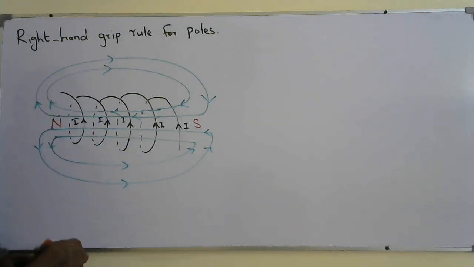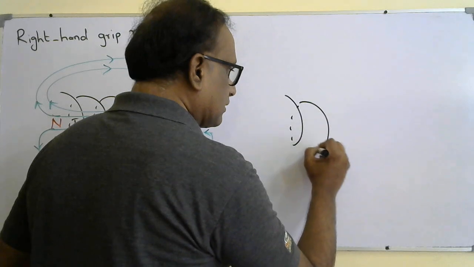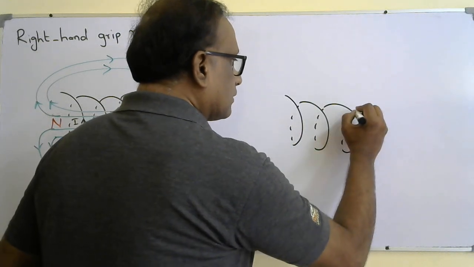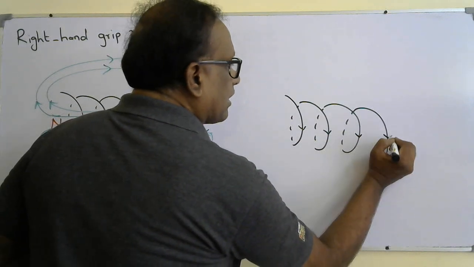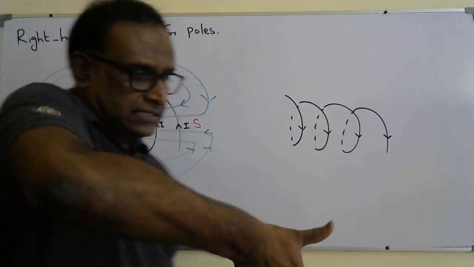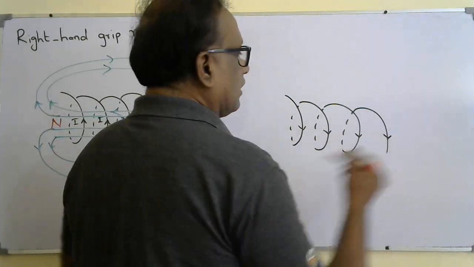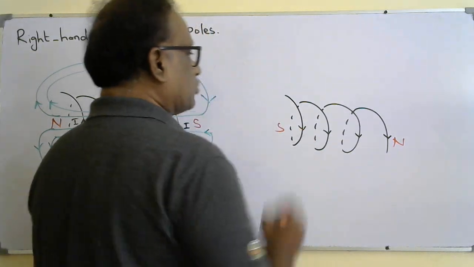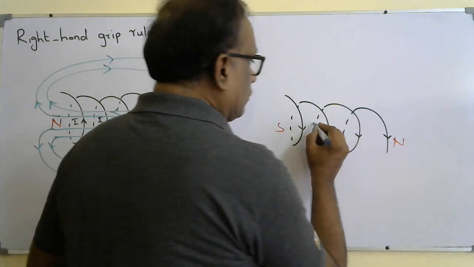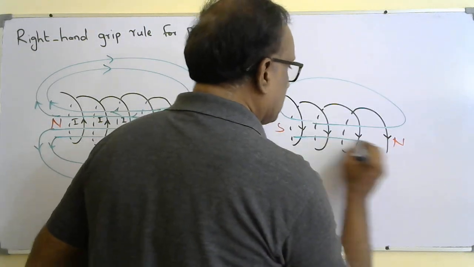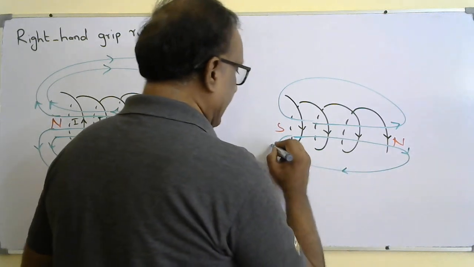If the current is flowing the other way, if the direction of the current is the other way, so if the current flows in this direction, then keep the right hand like this. The thumb will indicate that direction. So this will be the north pole and this will be the south pole. Here also the field lines will have the same shape, they'll come out this way. So this will be the north pole, so field lines will come out and enter here.